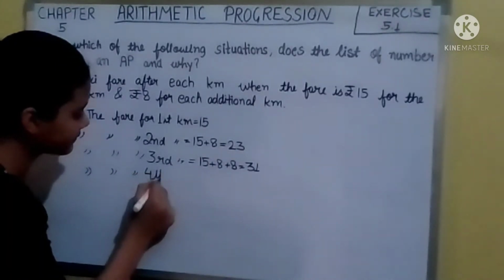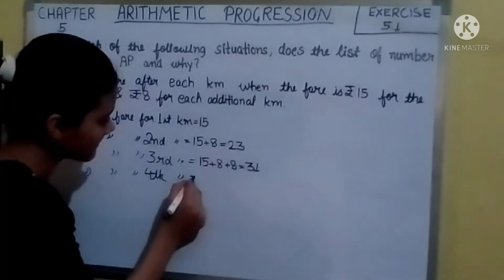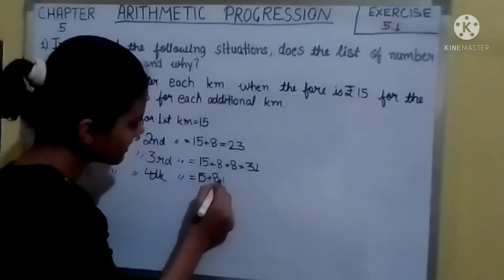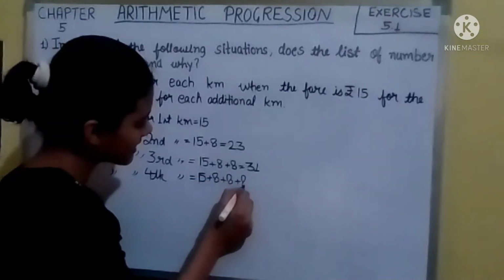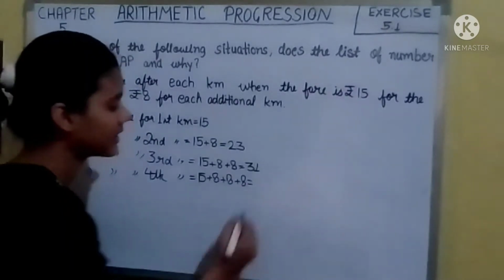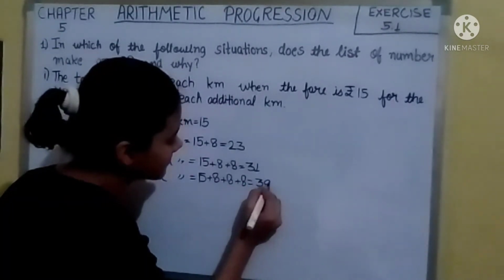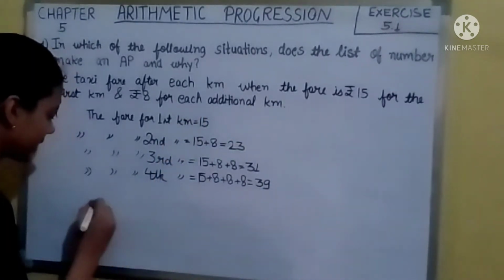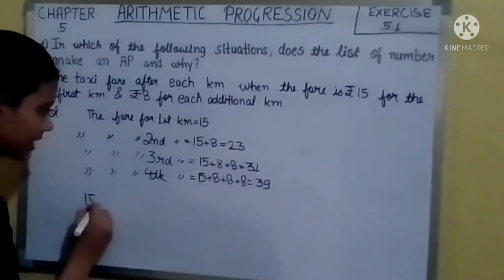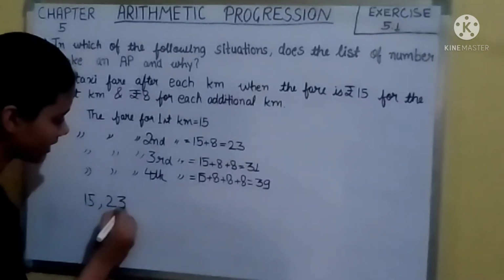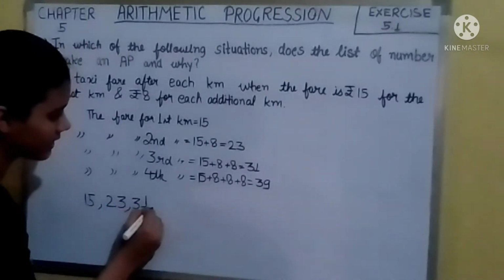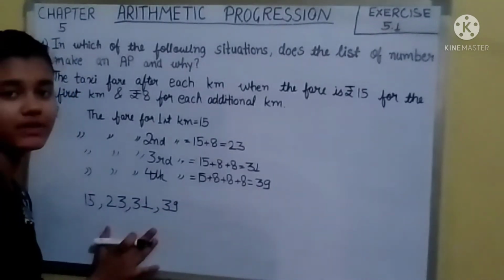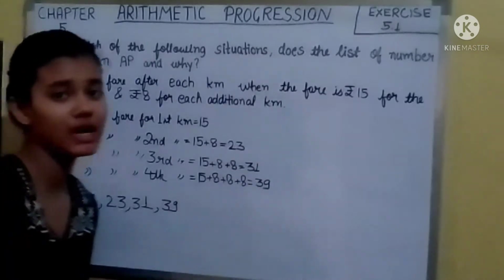Fourth kilometer: 15 plus 8 plus 8 plus 8 is equal to 39. Okay, so now we will write all these values over here: 15, 23, 31 and then 39. So this is the list of numbers which we have got.